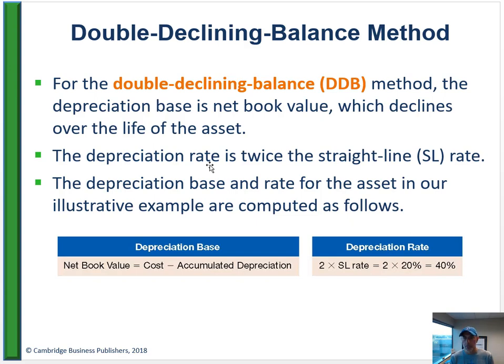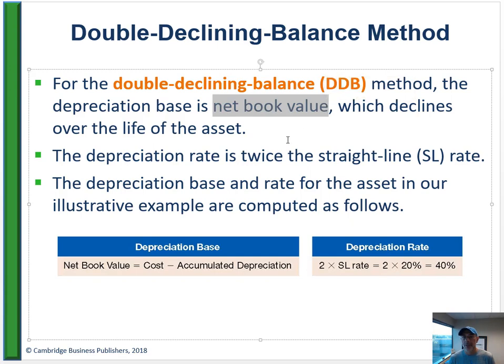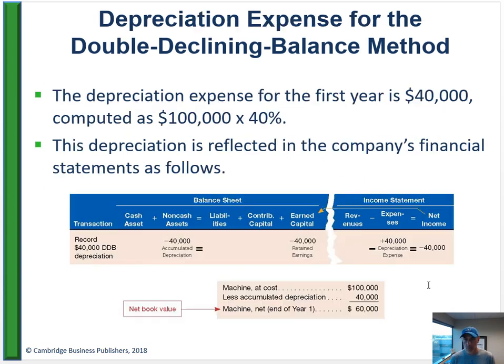Hence the name double declining balance. One other key difference is that we begin with the net book value of the asset, which means that we don't take salvage value into account. We just apply the double declining rate to the original net book value. So the double rate is 20 times 2, which equals 40, and we're going to apply that to the original book value of 100 to get our depreciation expense in that year, which is $40,000.